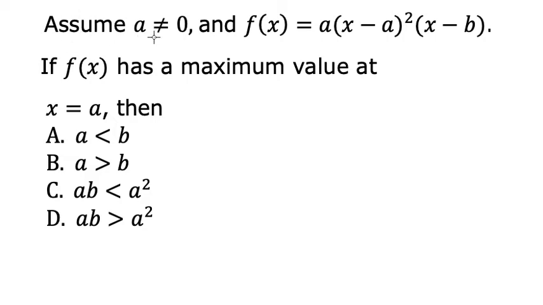Assume a cannot equal the number 0 and the function f of s equals a multiplied by (s minus a) to the power of 2, times (s minus b). If f of s has a maximum value at s equals 8, then we have options a, b, c, d. So now I will show you how to answer.